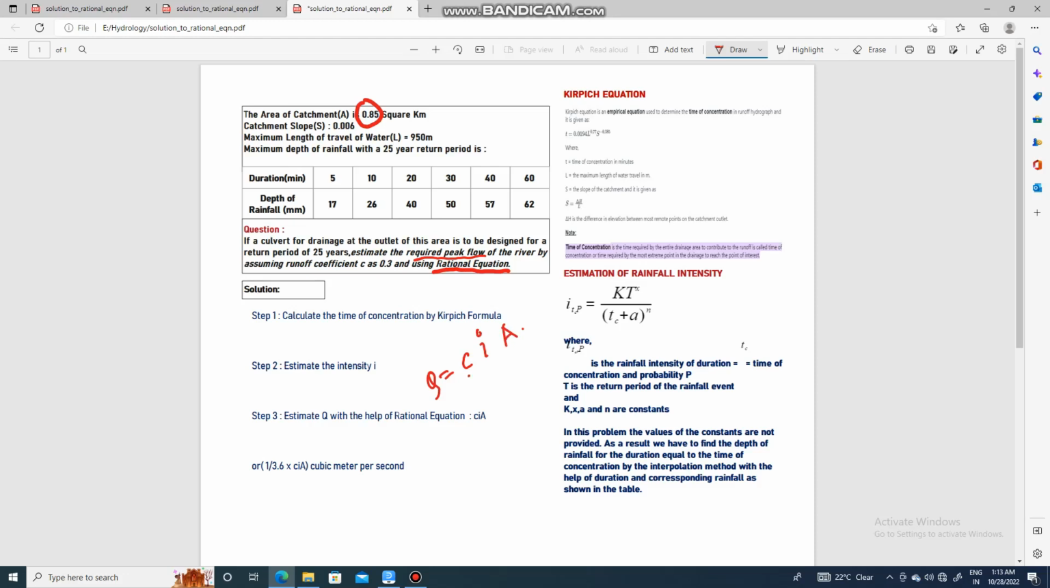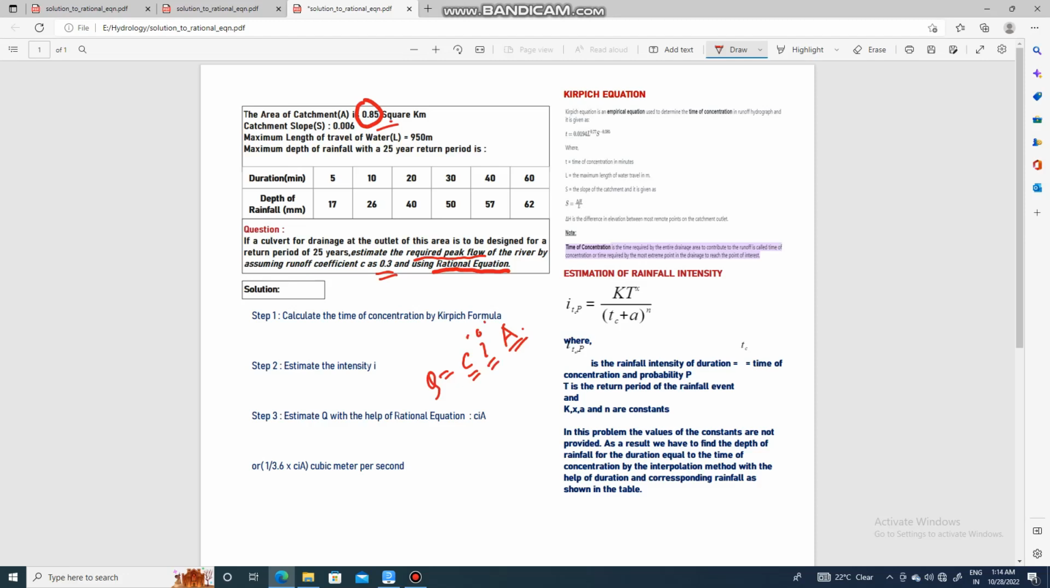where C is the runoff coefficient, which is already given here. This is 0.3 here. And A is the catchment area, that is also given here, 0.85 square kilometer. The only thing that is unknown here is the rainfall intensity I.